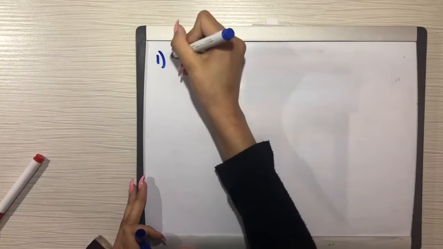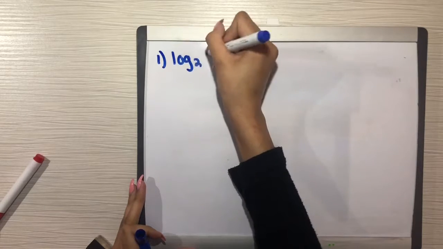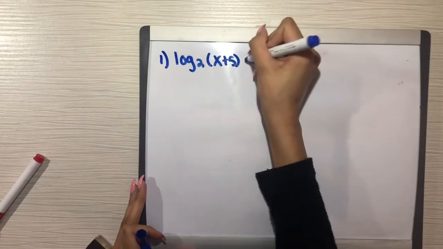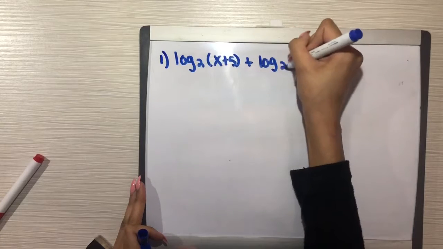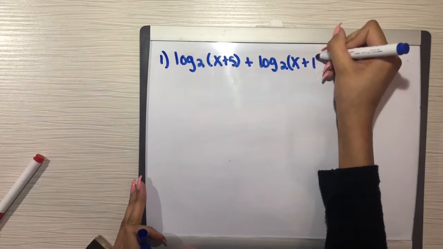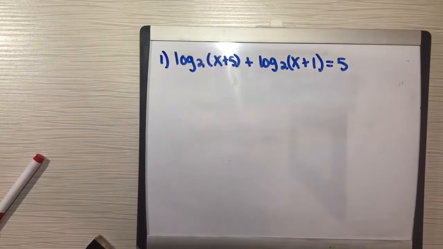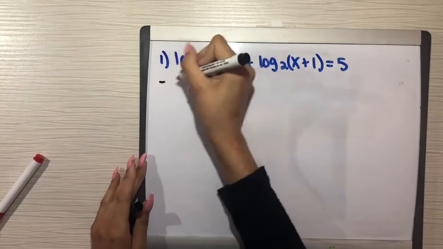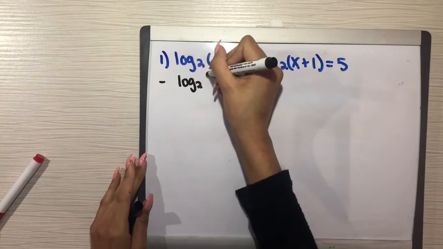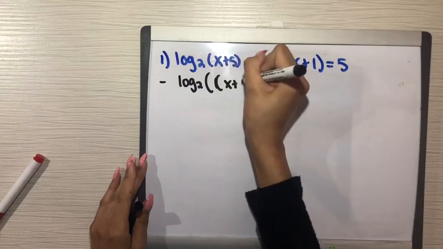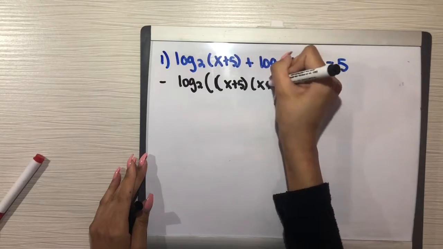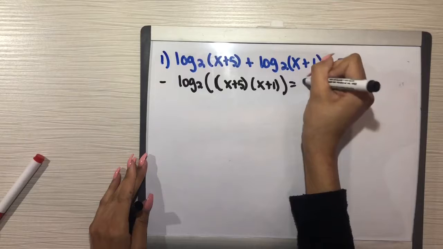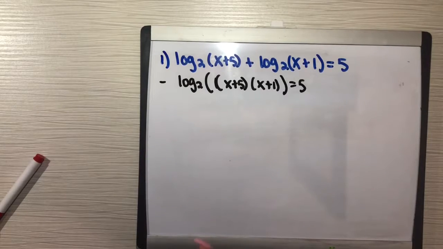Now for our first question, we're going to be looking at logarithmic equations to solve for x. So we have log base 2 of (x plus 5) plus log base 2 of (x plus 1) equal to 5. Now the property of logs allows you to combine two logs into a single log. So you get log base 2 of (x plus 5) times (x plus 1) equal to 5, the product property.